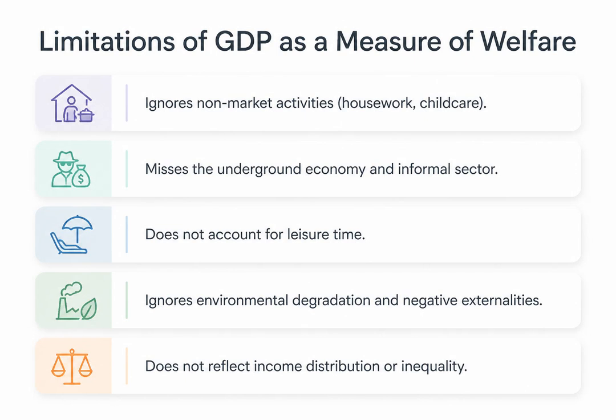It is tempting to look at a high GDP and assume everyone in that country is doing well, but GDP has strict limitations as a measure of welfare. It completely ignores unpaid housework, the informal economy, and the value of leisure time. It also does not care about environmental damage. In fact, spending money to clean up an oil spill actually increases GDP. Finally, GDP per capita does not show income inequality. A country can have a high average GDP while most of its citizens live in poverty.